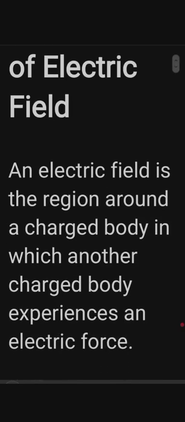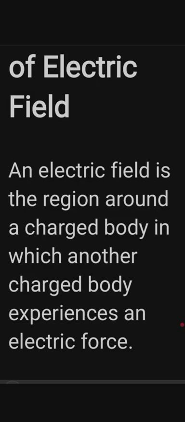So if you bring another body close to a charged body, you will notice that the strength of that tendency to attract or to push away is not equal. What I mean is, the closer you bring that body to the charged body, the stronger the tendency to either attract or repel. But the farther away you take that body from the charged body, the weaker that tendency to attract or repel.